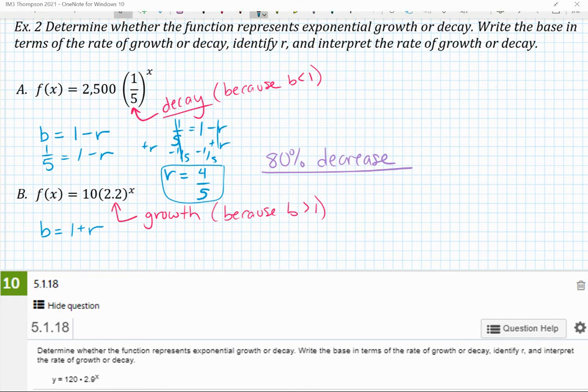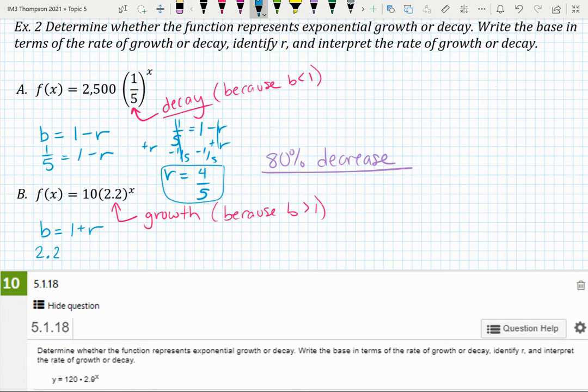So b is what's given in parentheses, the 2.2. And I'm asked to find r. Subtract 1 from both sides, and I get r is equal to 1.2. That's written as a rate, as a decimal.